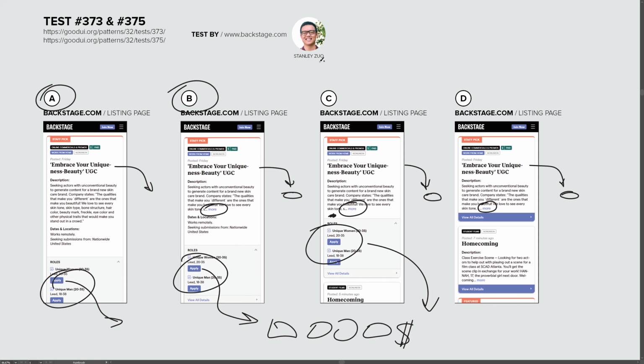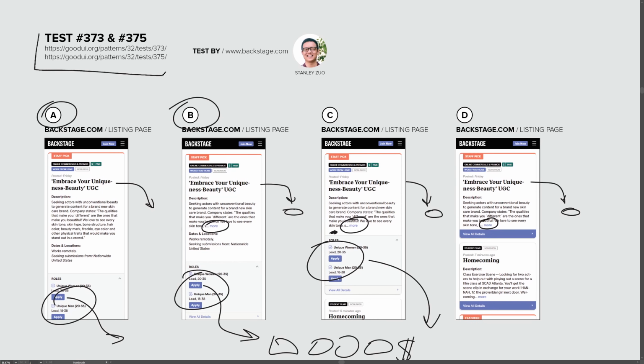So again, big thanks to Stanley Zuo here for sharing these tests, and I also linked up to these. These are hosted on our platform with a bunch of other similar experiments under this particular pattern. And basically we compare them to get a sense of a predicted impact and make estimations for future experiments.